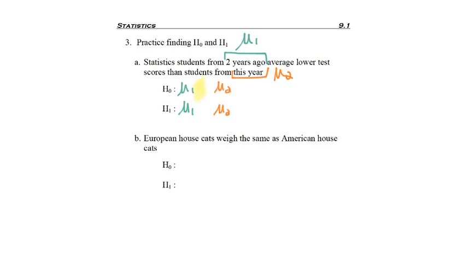And we've already mentioned that there's only one value that can be used in H0, which is equality. Going back to the sentence, statistics students from 2 years ago average lower test scores. So lower is less than, and less than can only go into the alternate hypothesis. So less than is our claim, and therefore H1 is our claim. Why don't you pause and try part B and then play and see if you can check your answer.